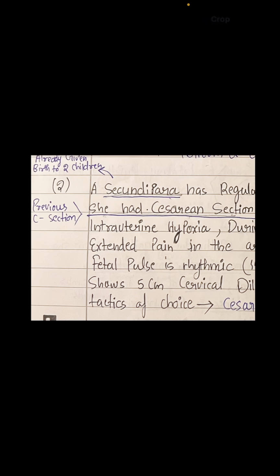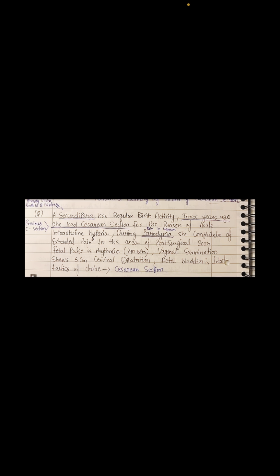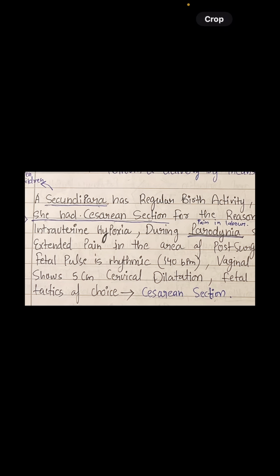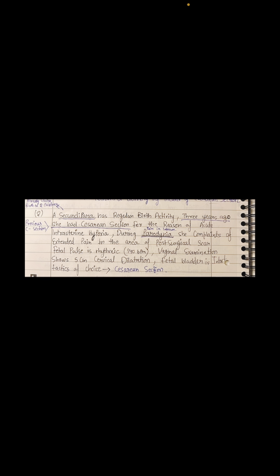The next patient is a secundipara, so she is already a mother of 2 children. She has regular birth activity. 3 years ago she had a cesarean section, for the reason of acute intrauterine hypoxia. Due to paradonia, which means pain in labor, she complains of extended pain in the area of the post-surgical scar. Fetal pulse is rhythmic at 140, which is okay. Vaginal examination shows 5 cm cervical dilation. The fetal bladder is intact. Treatment of choice: cesarean section.